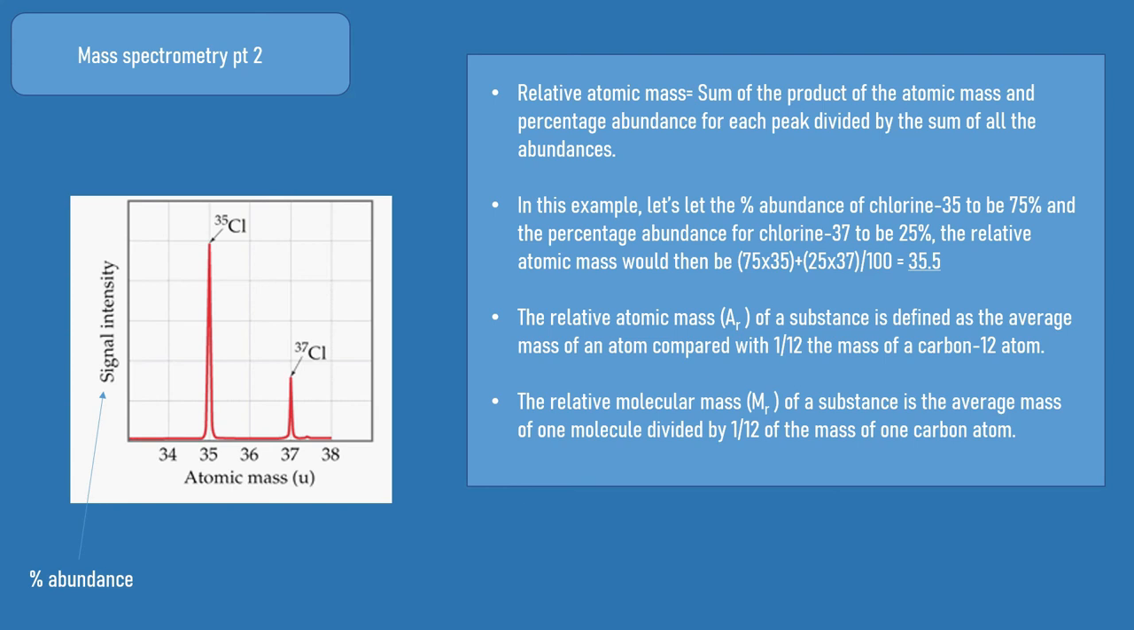Now, from looking at the values of the percentage abundance, we can determine the relative atomic mass of the substance by finding the sum of the product of the abundance and atomic mass, divided by the total abundance, which you can see demonstrated in the notes.